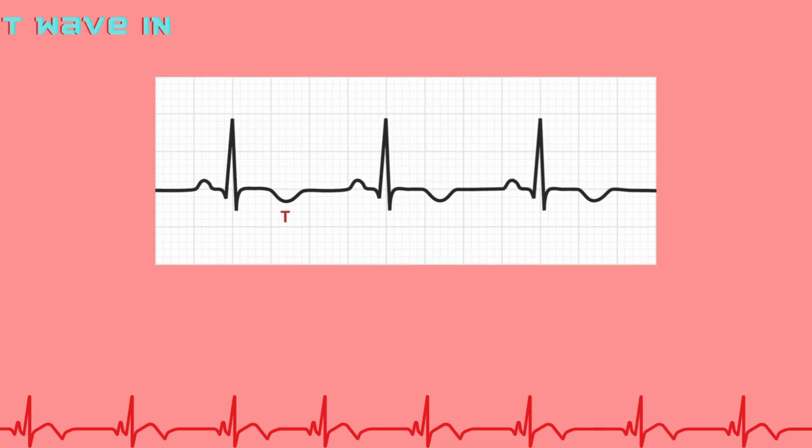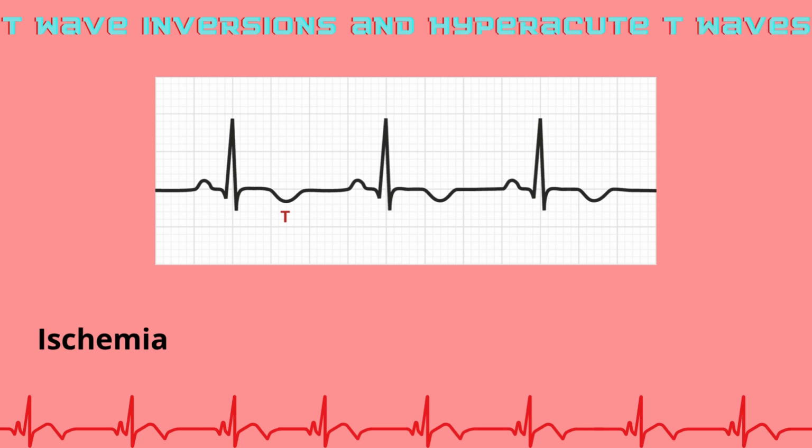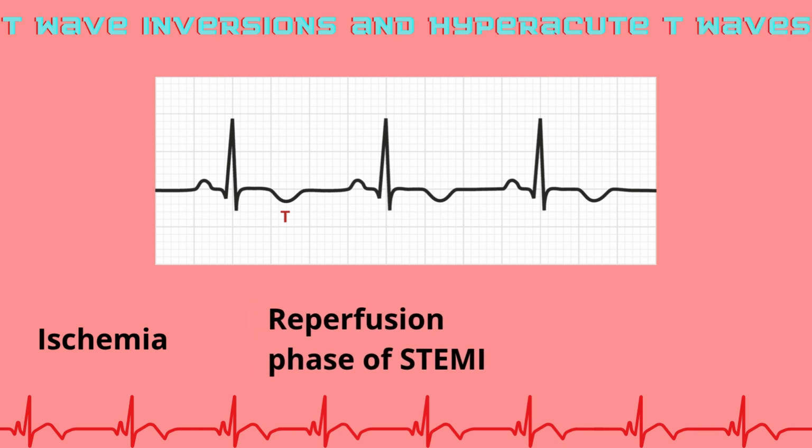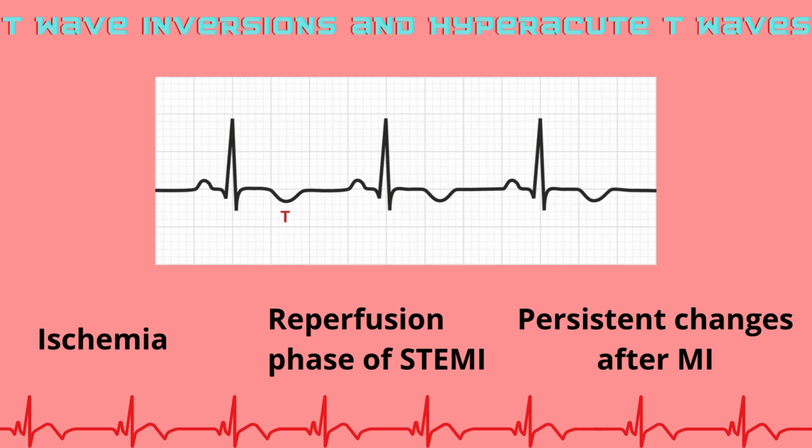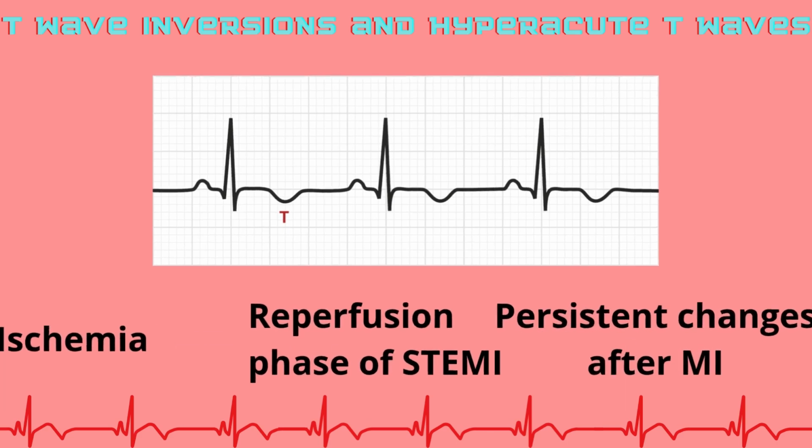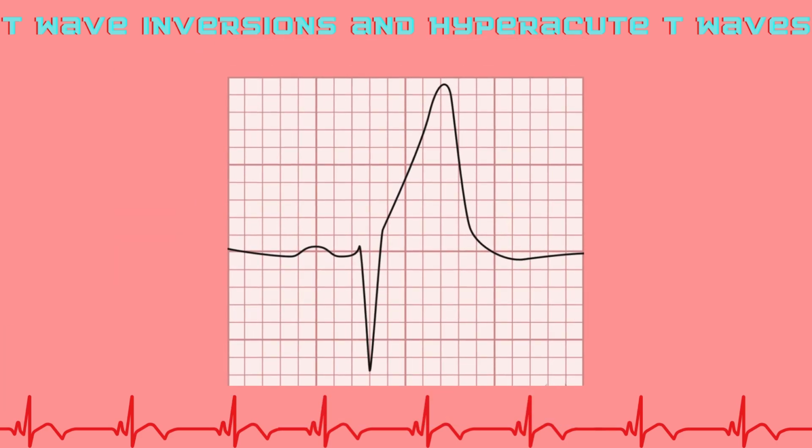T wave inversions can signal an ischemia, especially in leads V2 to V6, reperfusion phase of STEMI, persistent changes after a myocardial infarct. Hyperacute T waves are tall, wide, and asymmetrical, a very early STEMI sign, and it's often overlooked. Always compare bilaterally and with baseline ECGs.